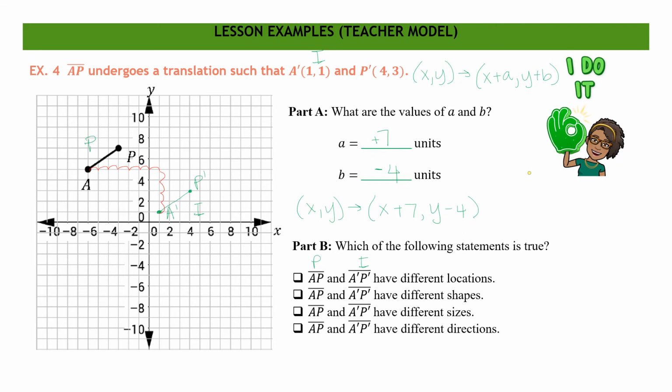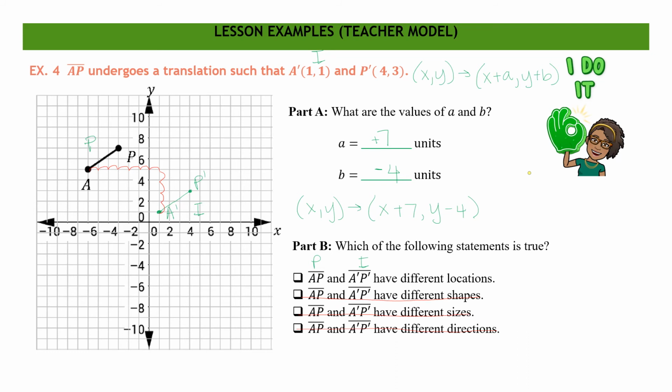Well, let's think about this. If I look at segment AP compared to segment A prime P prime, I can determine that the size and shape did not change, right? So there's 2 I could already eliminate. I can eliminate the second one and the third one. The size and shape stayed the same. Let's look at the direction. The direction of segment AP and segment A prime P prime also did not change. There was no rotation, no flip or turn. So we can eliminate that one.